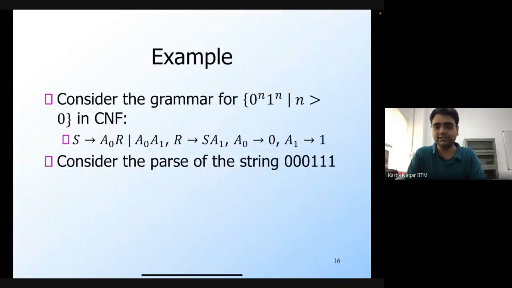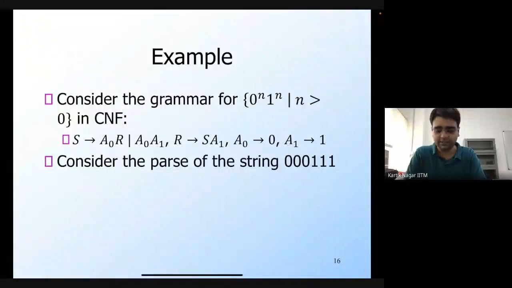Let's also illustrate this proof using the same example. This is the 0^n 1^n example. We have seen this grammar for 0^n 1^n. First of all, we saw a grammar which is very simple, the S to 0S1 grammar, and then we also converted it to Chomsky normal form. The grammar for 0^n 1^n in Chomsky normal form is as shown in the slide. S generates A0 R, or A0 A1, R generates S A1, then A0 generates 0, and A1 generates 1.